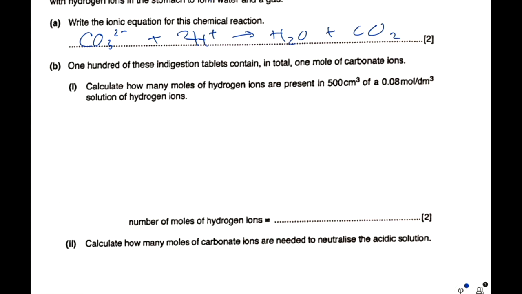Just say 100 has 1 mole of carbonate ion. Calculate how many moles of hydrogen ions are present in 500 cm cube. Okay, so there are 500 cm cube of 0.08 mole per dm cube. So 1 dm cube has 0.08. How about 500 cm cube? So first, it's just 0.08 divided by 2, 0.04 mole.